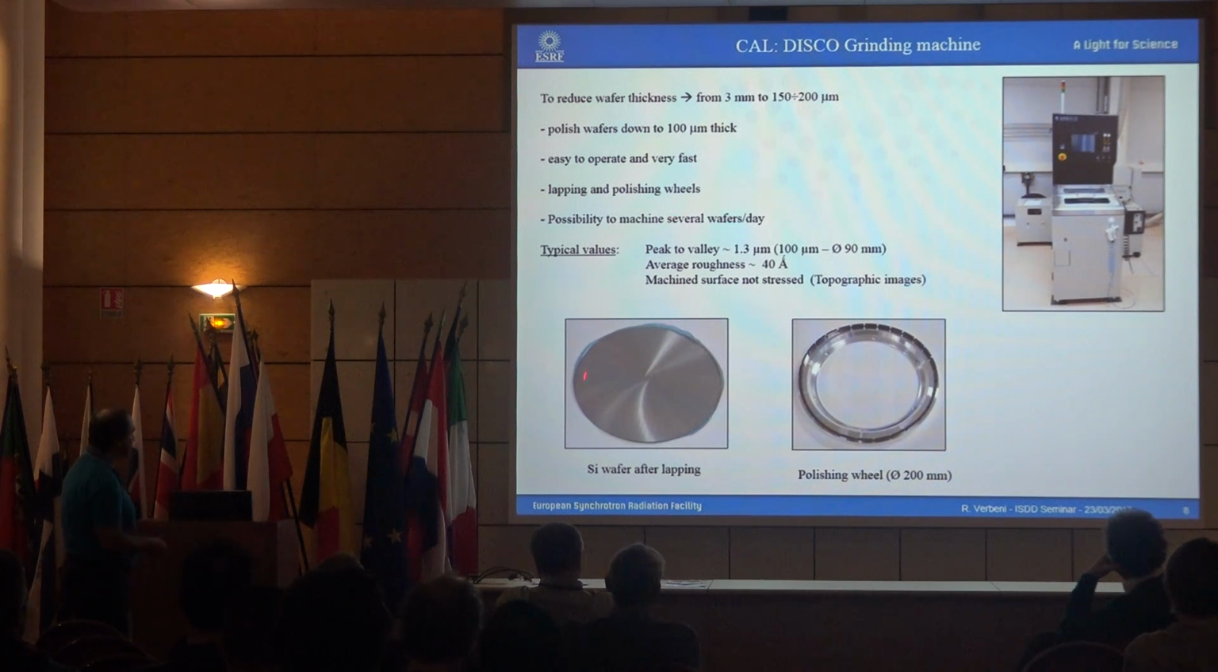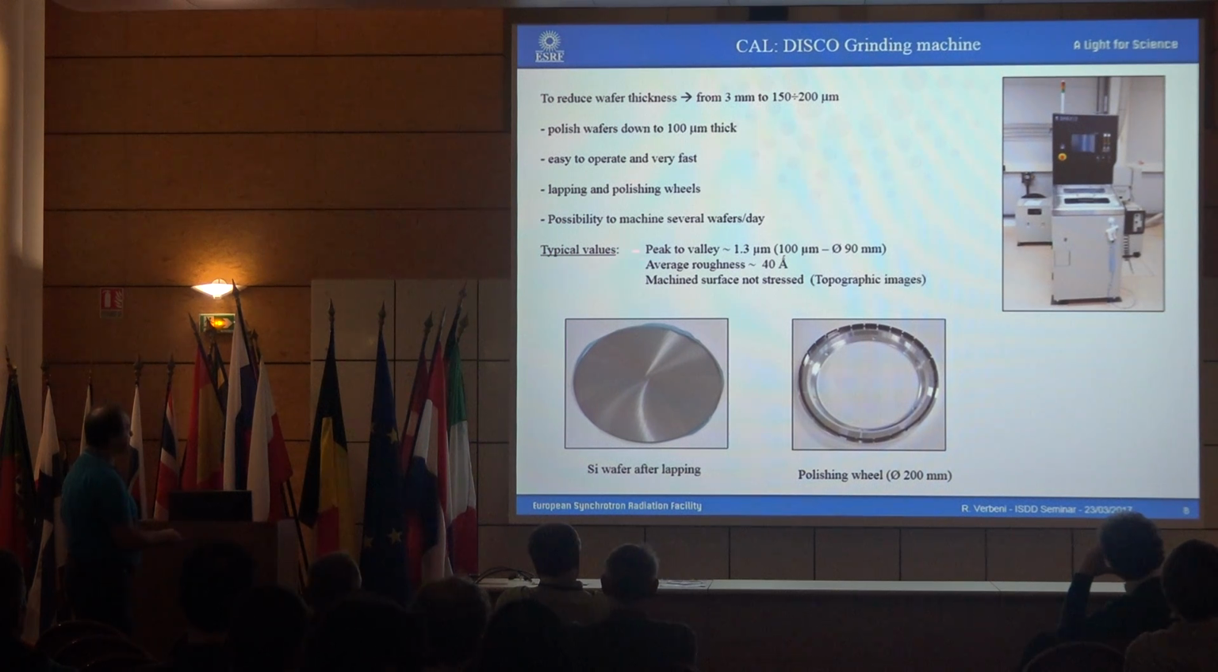This is a picture of the wafer coming out of the lapping machine. You can see all the signs of machining, and it's not very shiny. So the procedure is: you take off as much as possible with the lapping wheel, and then the last 30 microns you take off with the polishing machine. At the end you have a pretty nice value.